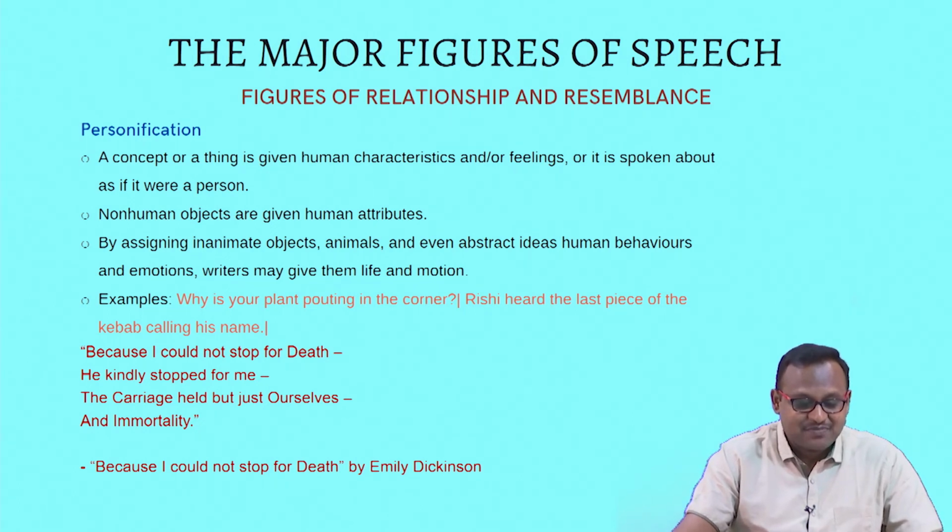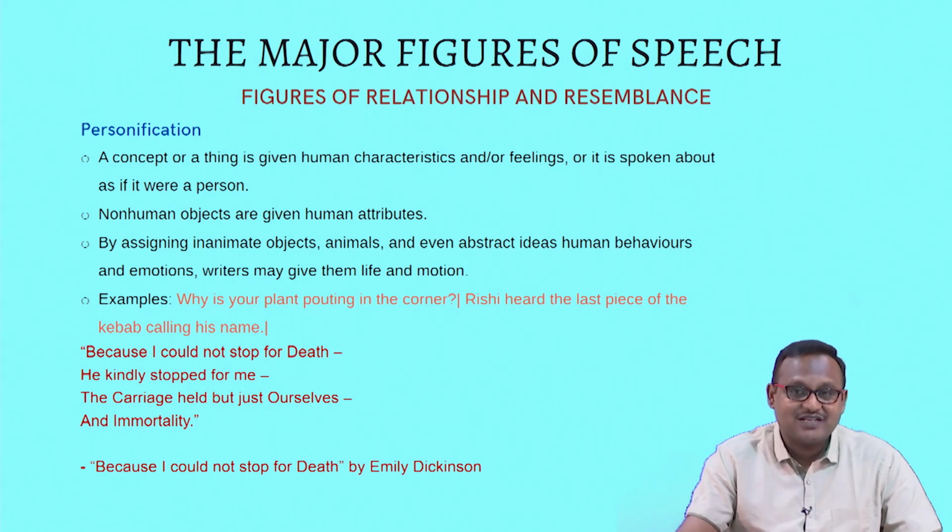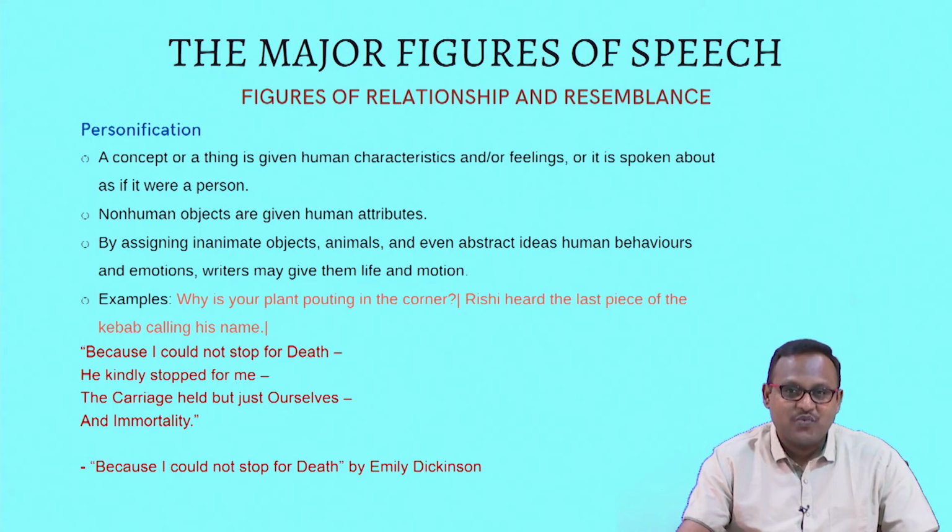So, look at the examples that we have here. This is an extraordinary excerpt from a well known poem by Emily Dickinson, 'Because I could not stop for Death'. How even death, which is not exactly merciless, but we consider it merciless because it takes away those that are closest to us. So, how Emily Dickinson makes death her friend.